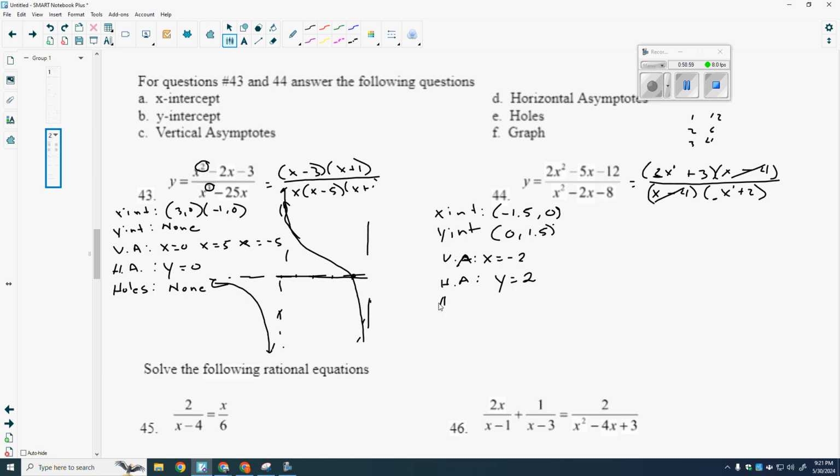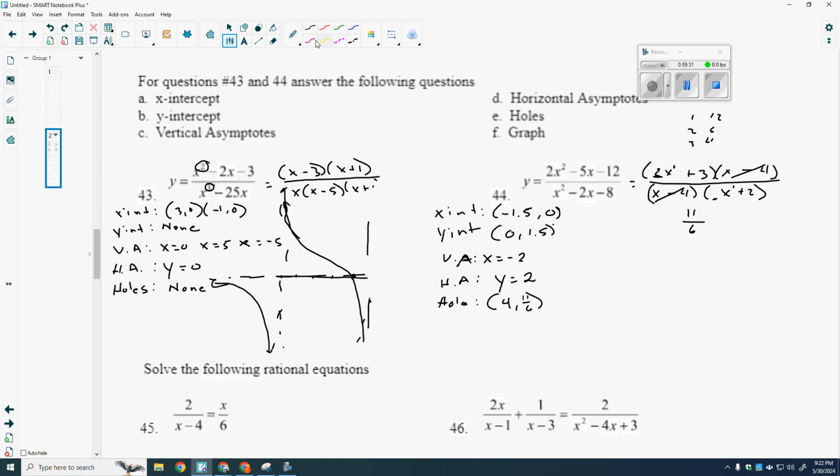Holes, in this case we do have a hole. Value for x that makes a canceled factor 0. X equals 4. Plug in 4 into the simplified version. 2 times 4 is 8, plus 3 is 11. Plug in 4 down here. 4 plus 2 is 6. The hole occurs at 4, comma, 11 sixths, either way.